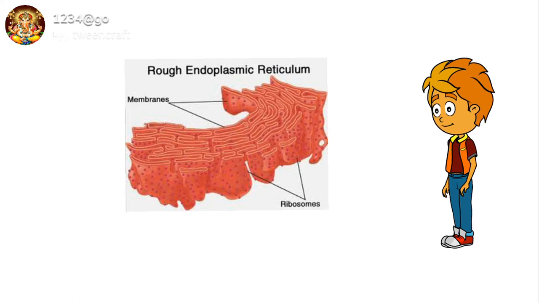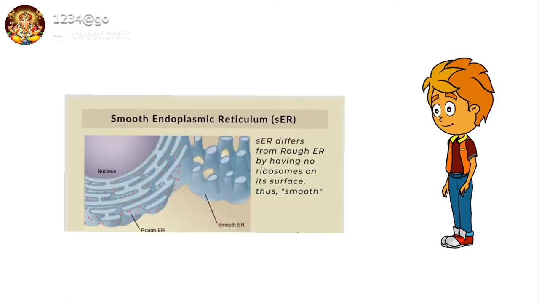Rough endoplasmic reticulum, RER. The rough ER has some ribosomes attached to it, and these ribosomes give it a rough appearance. Function of RER. It provides a surface along which protein synthesis occurs. SER, smooth endoplasmic reticulum. The smooth ER does not have ribosomes and is much more tubular in appearance.